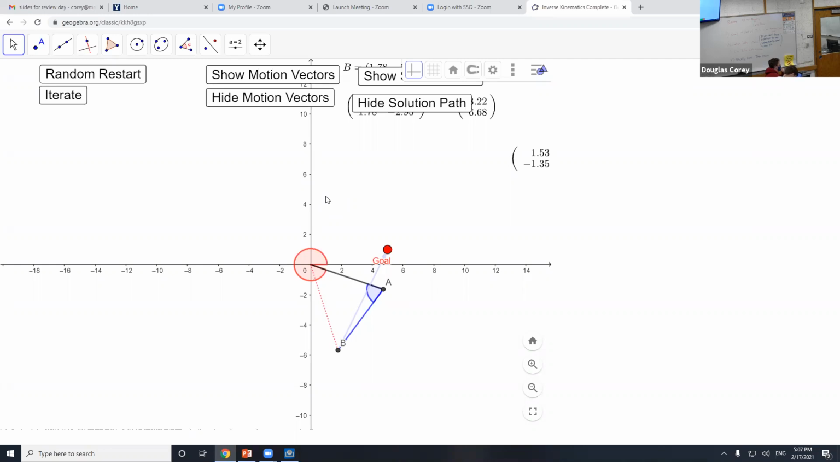Because if I increase that angle, this whole thing's going to move, right? And so the movement's going to be orthogonal to this guy right here, this dashed red line. So it's going to come right there. Okay, so that's going to be the direction.